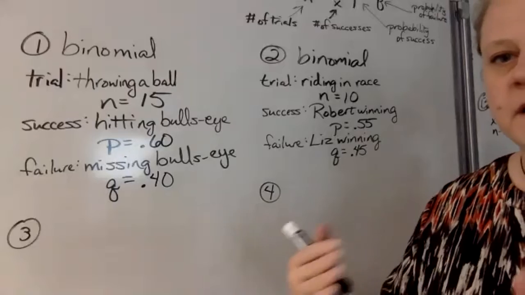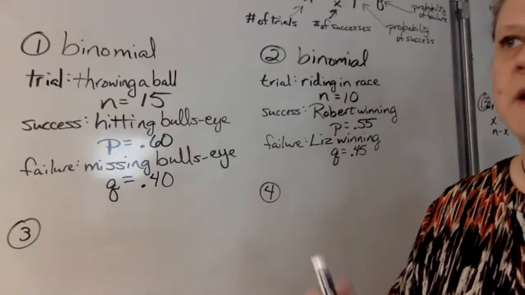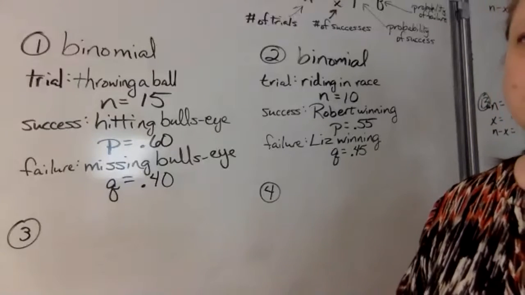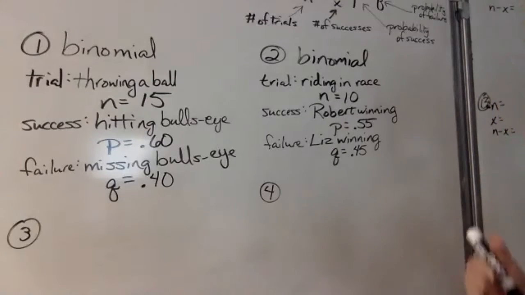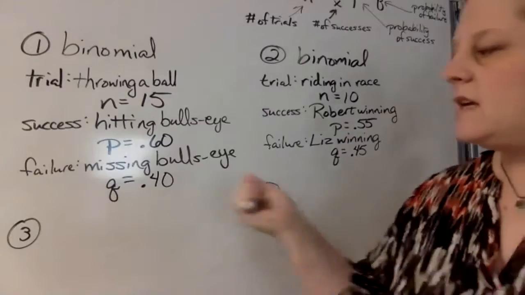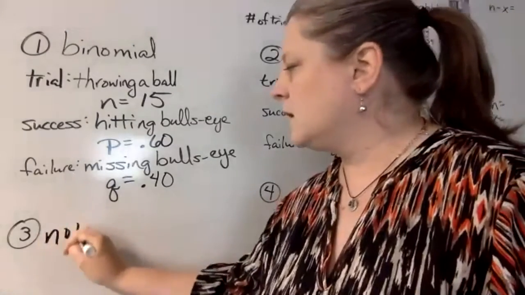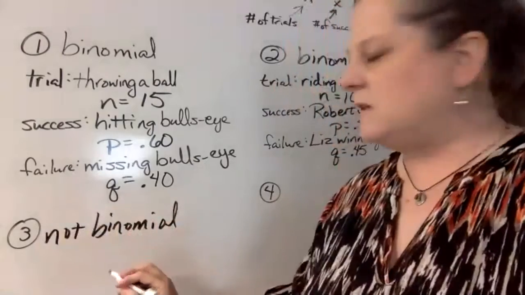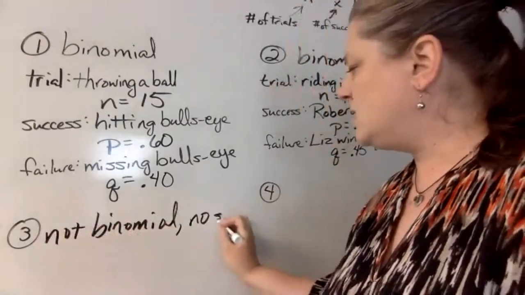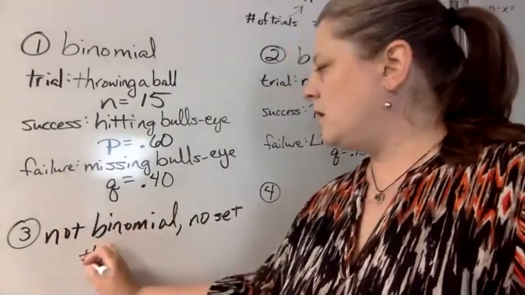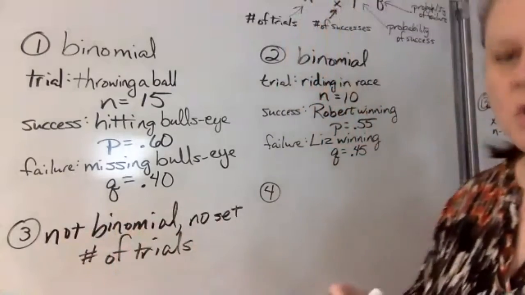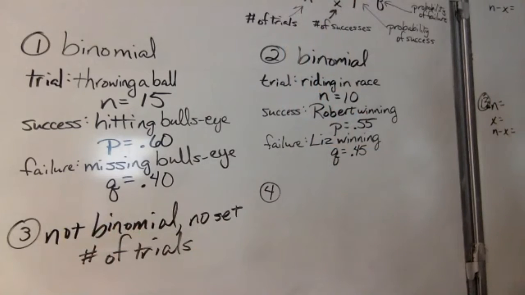But it doesn't have a set number of trials because when it's best of 5, they could have to do it 3 times. It may take 4 times, whatever. But there's not a set number of times. So we say not binomial. And it wants to know why. And we say no set number of trials. There was no set number of trials, so we cannot say it's a binomial experiment. Okay.